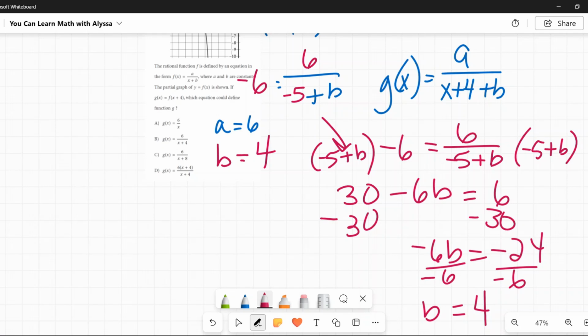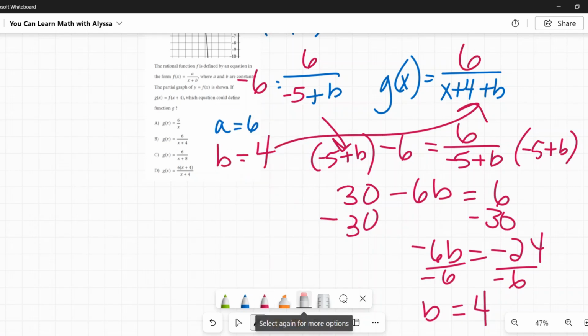And once you know b is 4, then you go over here and you're like, okay, my a is 6, my b is 4. I combine those. There we are back again. 6 over x plus 8 c.